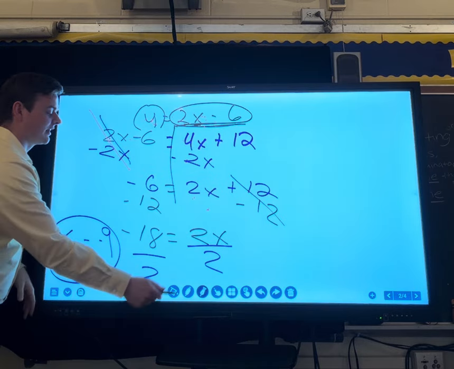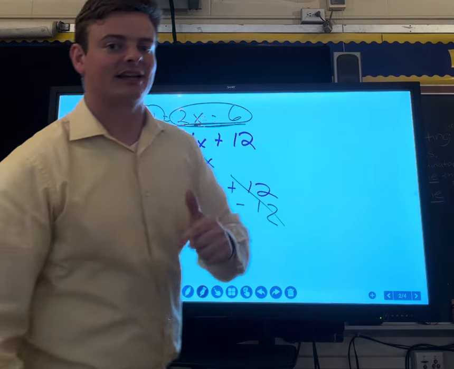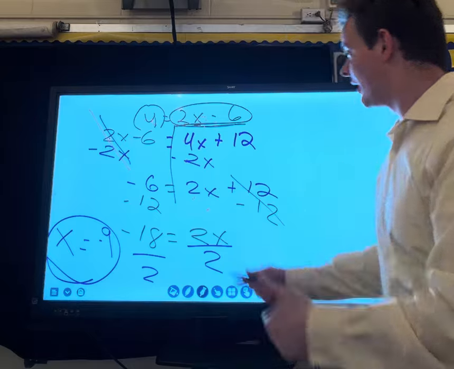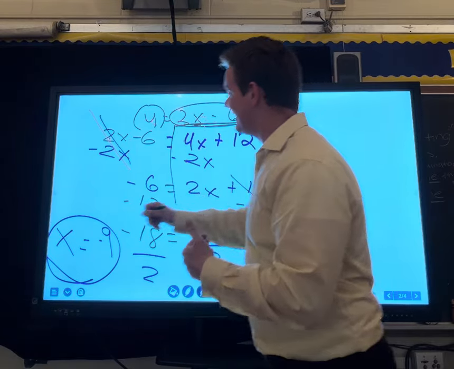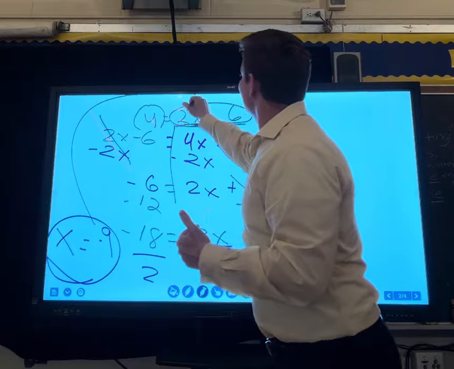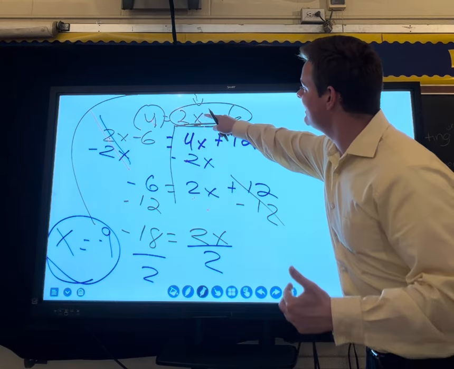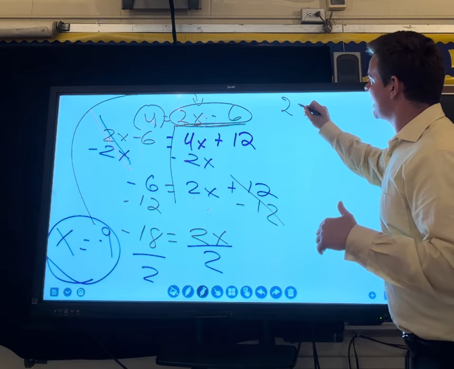Divide by 2, divide by 2. X equals negative 9. Once I have x is negative 9, I'm not done. I also have to find x's best friend, the y. How do I find the y? I take this x and I plug it back in to the x from either original equation. It doesn't matter which one. I'm going to do this top one.